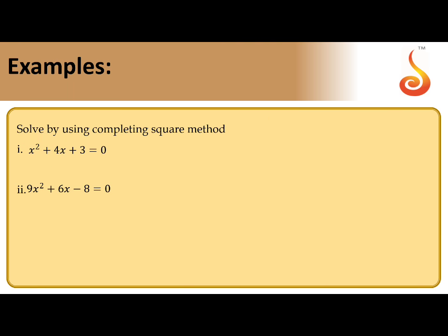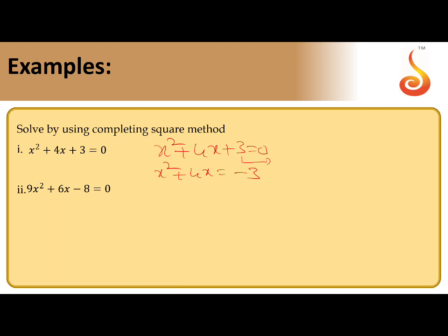The next method: solving by completing the square. Look at the equation x square plus 4x plus 3 equal to 0. When you're solving this equation, what is the first rule? First, take plus 3 to the other side. x square plus 4x equal to minus 3.